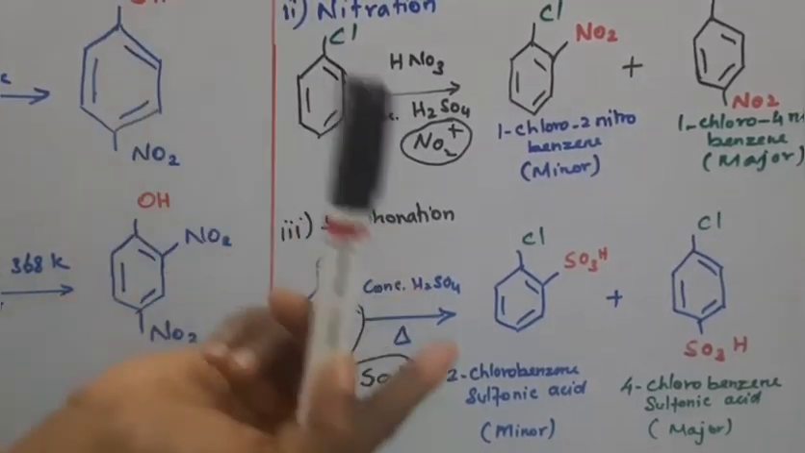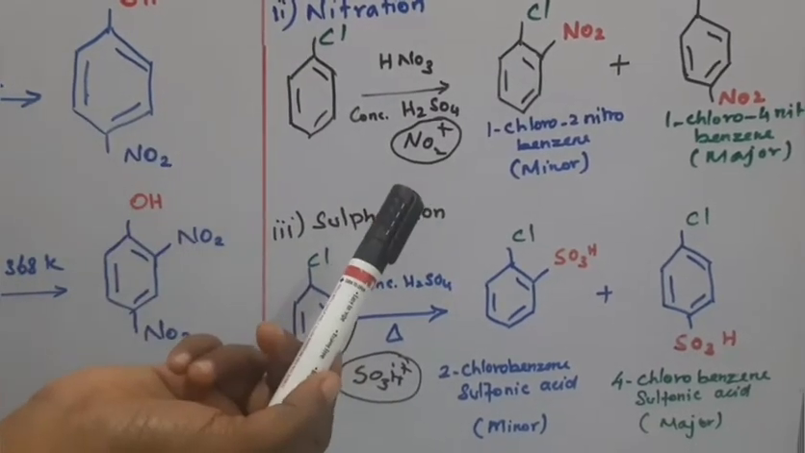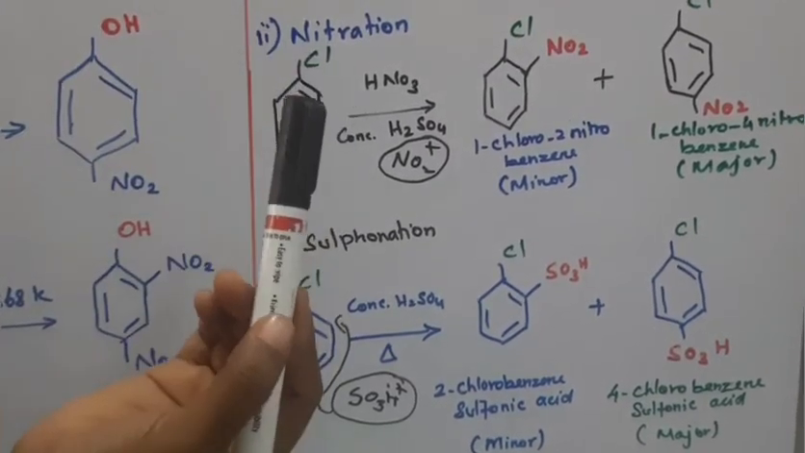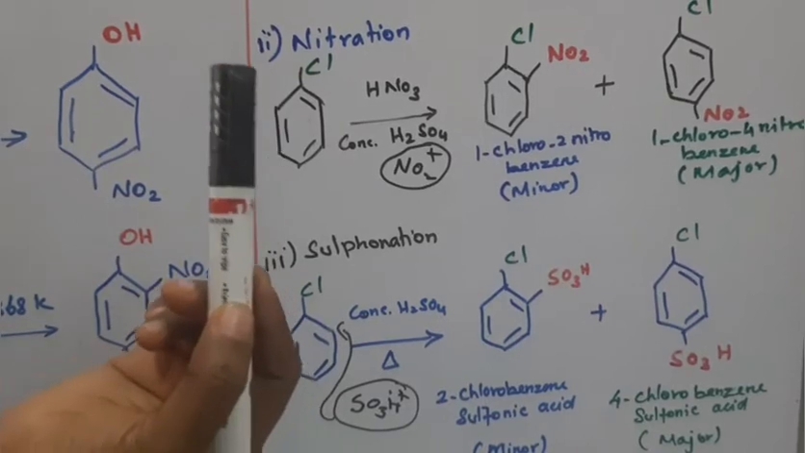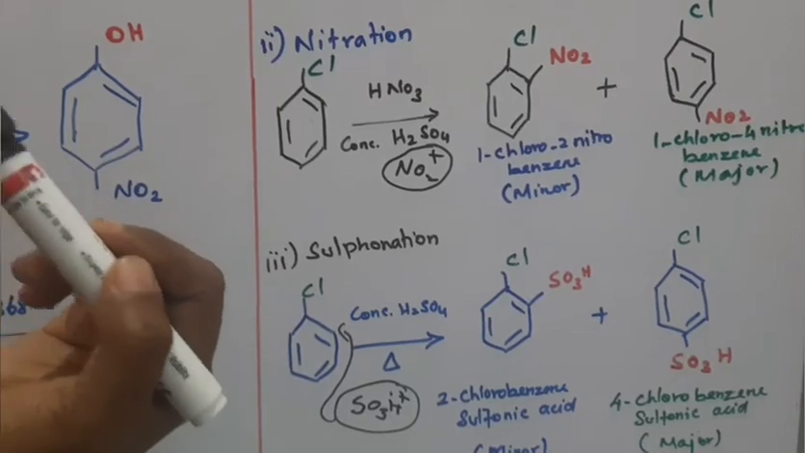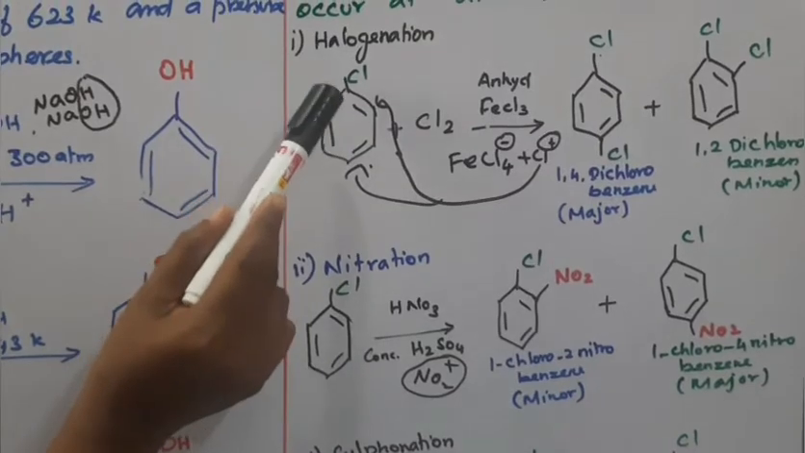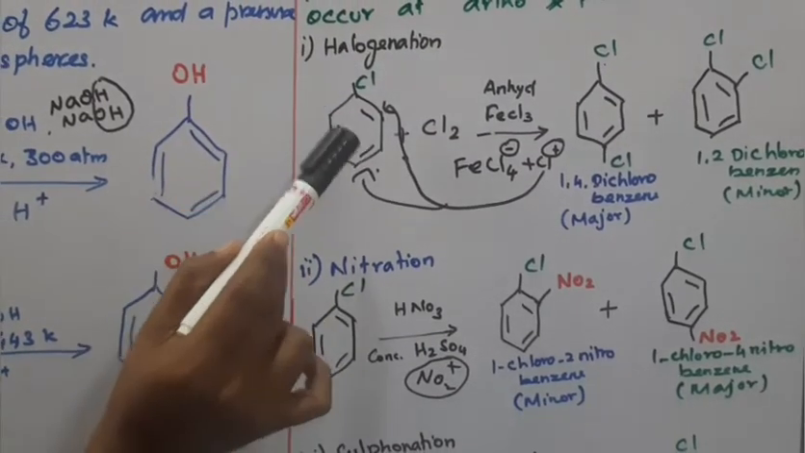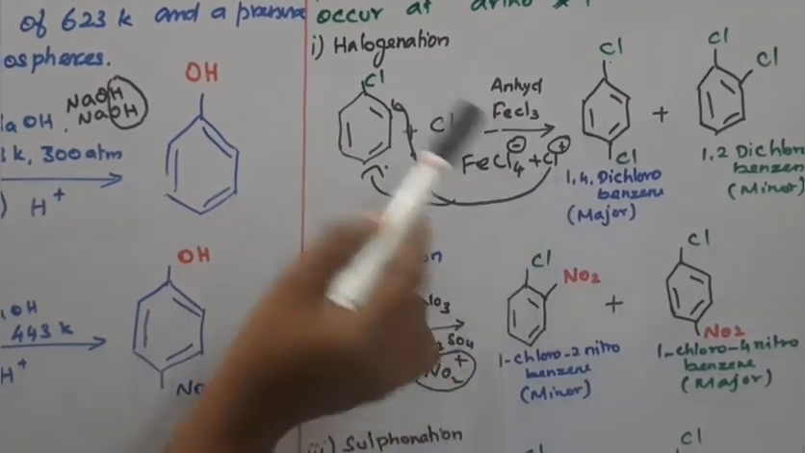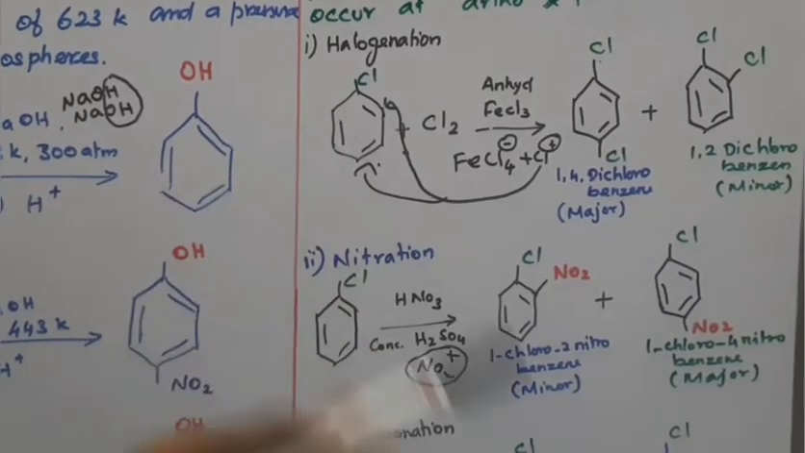Haloalkanes undergo nucleophilic substitution reactions. Haloarenes undergo electrophilic substitution reactions. One thing you note down: in electrophilic substitution reactions, the benzene ring is faster. The haloarenes are somewhat less reactive because of the presence of Cl, an electron withdrawing group. But anyhow, the electron rich centers are at the ortho and para positions. So the incoming electrophile attacks the ortho position as well as the para position. We can get two products.